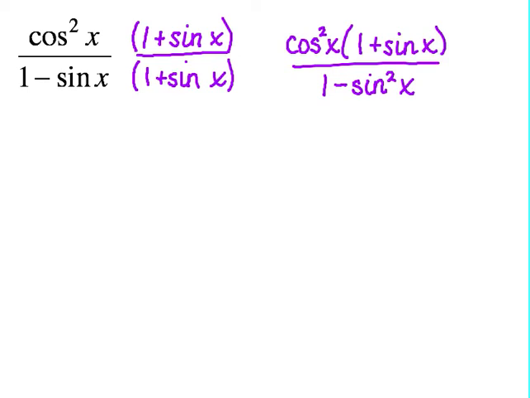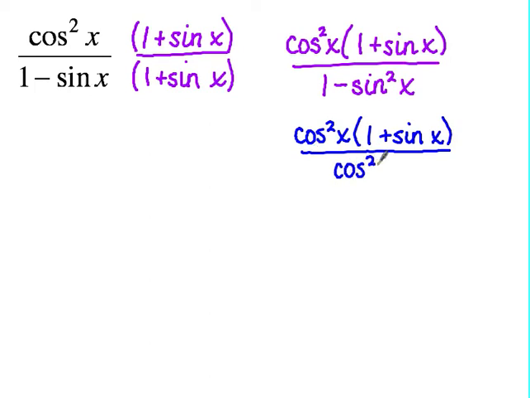The bottom is what? You're right, the bottom is cosine squared, because we know that 1 minus sine squared is cosine squared. So now what ends up happening? Can you cross those two off? And what does that leave me with? 1 plus sine x. And that's your answer, because there's no denominator. Remember, it was to rewrite this so that there's no denominator.